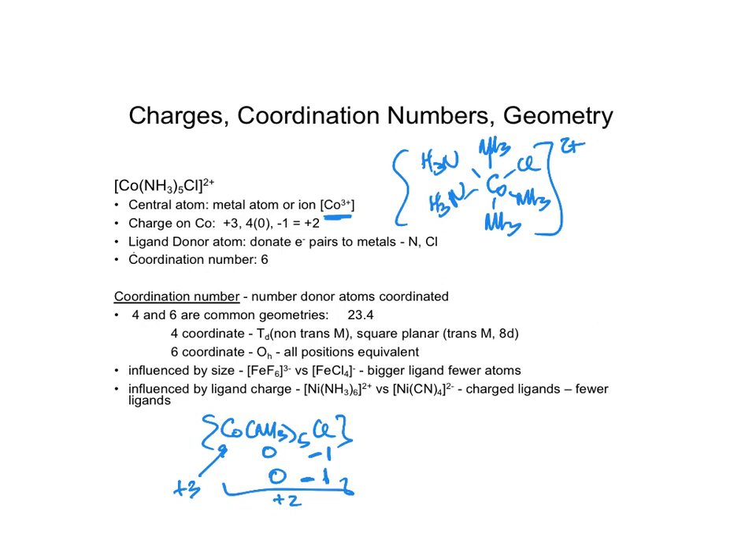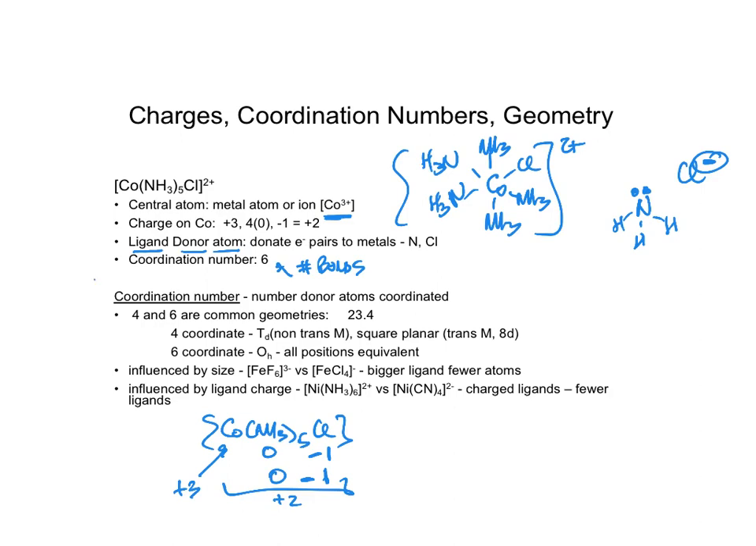What are my ligand donor atoms? Well, in this case, it would be the nitrogen from ammonia. It has that lone pair. Or it would be the chloride ion, which also has a lone pair of electrons. Where do I get the coordination number from? It is the number of bonds, and you'll see that more apparent on the next slide.